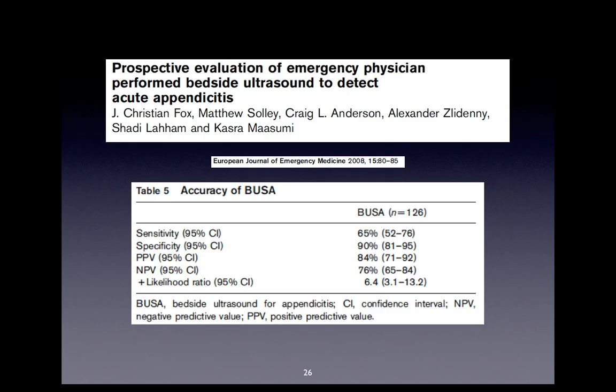Fox and colleagues looked to answer the question, what is the diagnostic accuracy of EM-performed ultrasound for the diagnosis of appendicitis? After a one-day course where EM residents and attendings were taught the protocol and using the features of internal diameter of greater than 6 millimeters, non-compressibility, and lack of peristalsis, they found a sensitivity of 65% and a specificity of 90% for EM ultrasound diagnosis of appendicitis.